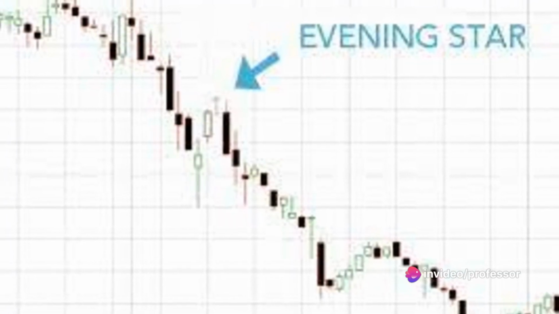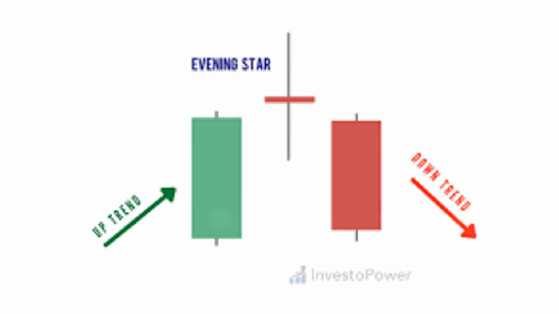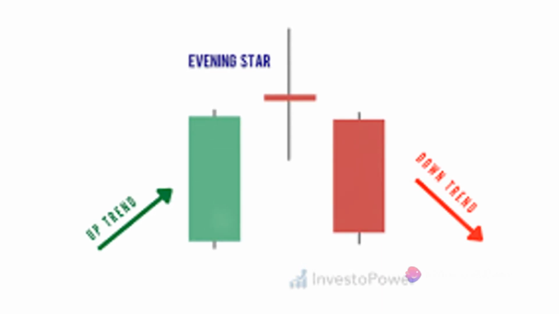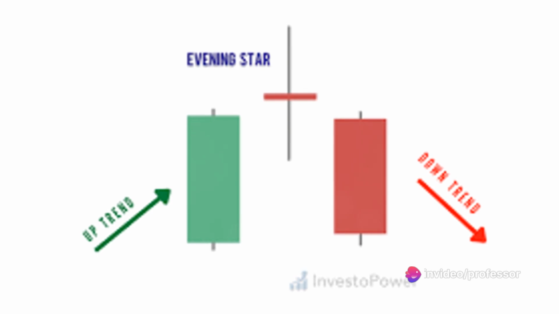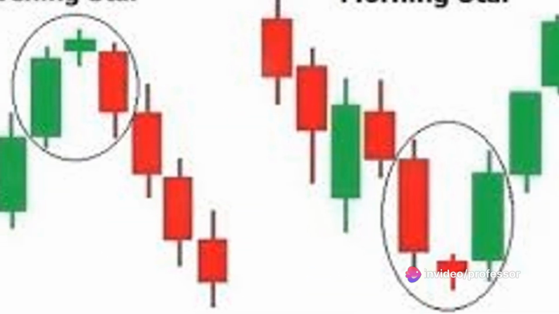Last but not least, we have the evening star pattern. This one is a little more complex as it's a 3-candle pattern. The first candle is a large green one, signifying a strong upward trend. The second candle, the star, is a small one that gaps above the first. It can be either red or green.